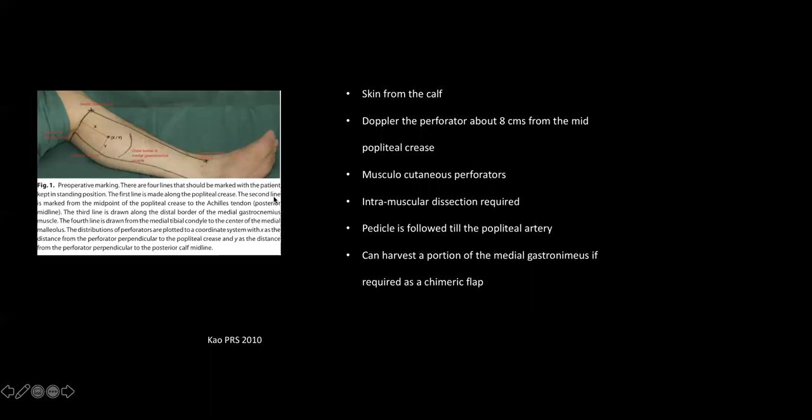Now, this is a musculocutaneous flap, so there are musculocutaneous perforators, which you have to dissect. There's an intramuscular dissection through the gastrocnemius muscle, and the pedicle is followed until the popliteal artery is reached. Through the course of this pedicle, there are several muscular branches to the gastroc, which have to be ligated. And if you want, you can harvest a portion of the medial gastrocnemius to fill in soft tissue defects or for dead space obliteration. But in the instances that I have used it, it has only been for tongue reconstruction, so you can really get a thin, hairless flap from this area.